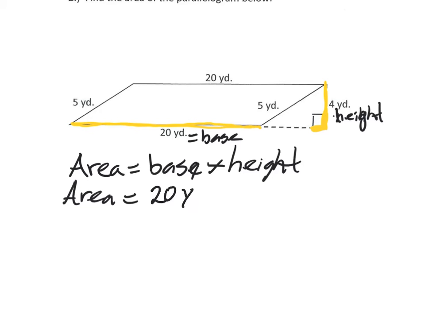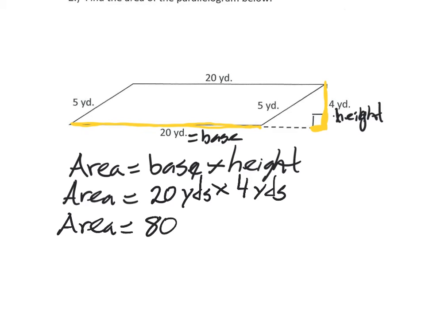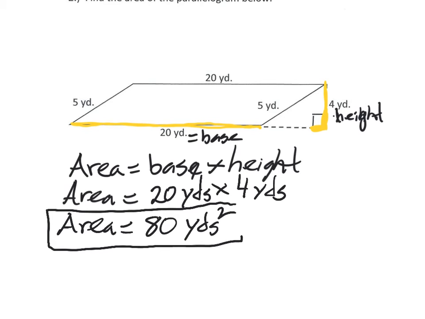20 yards times 4 yards. Gives us the area equal to 20 times 4, which is 80, and yards times yards is yards squared. So the area of the parallelogram is 80 yards squared. Let me box the answer. Now we're ready to go on to number 3.